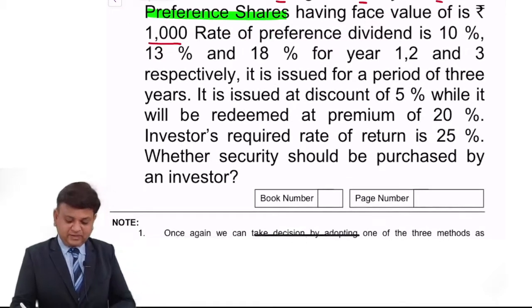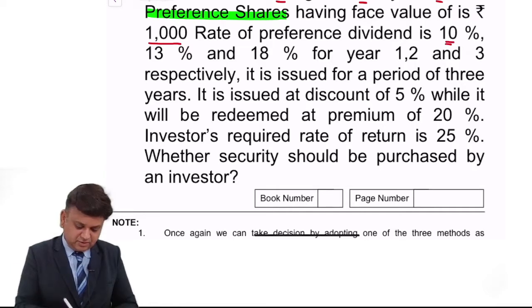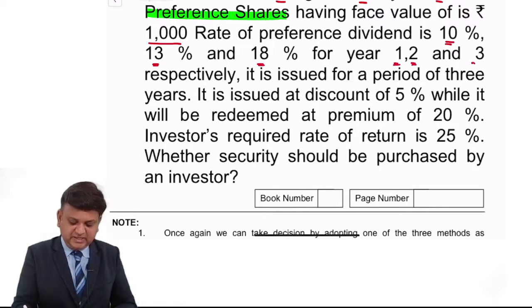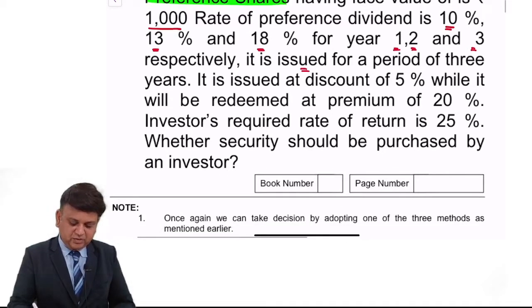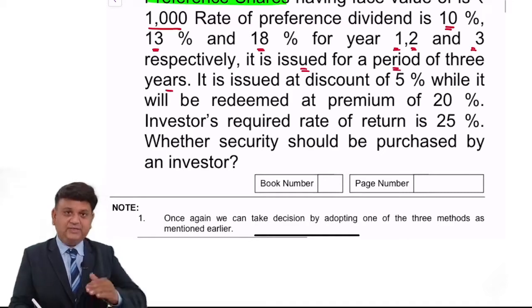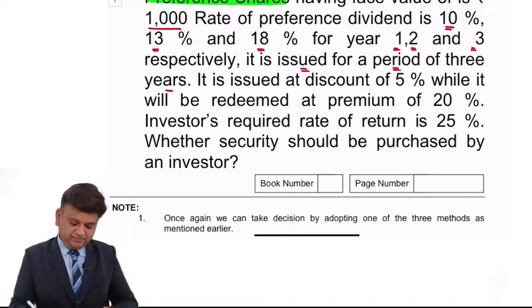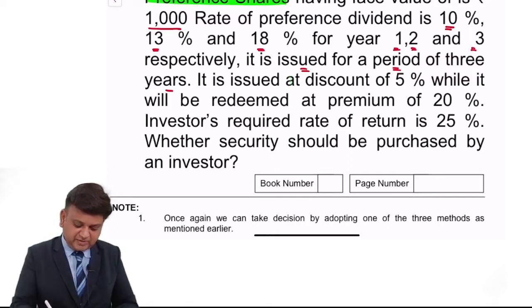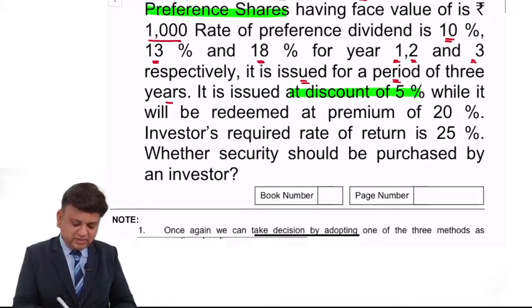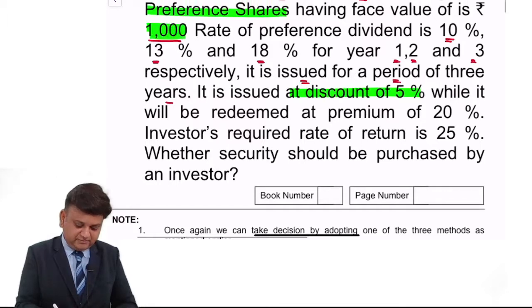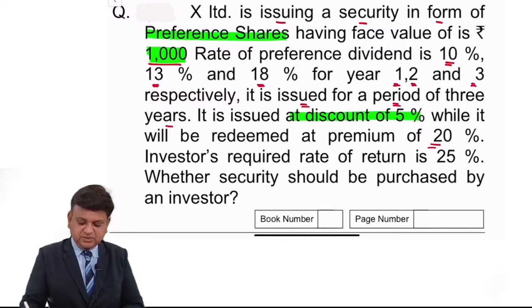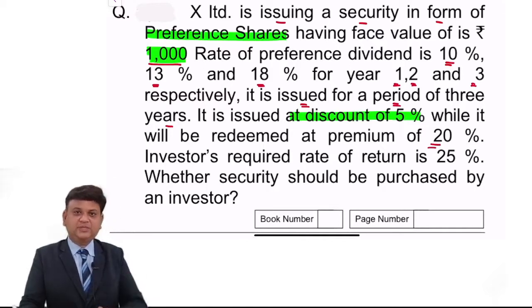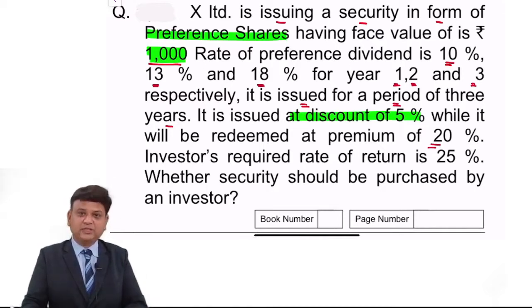The rate of preference dividend is 10 percentage, 13 percentage and 18 percentage for the first year, second year and third year respectively. It is issued for a time period of 3 years. It is issued at a discount of 5 percentage, means the security is issued at the rate of 950. It will be redeemed at a premium of 20 percentage. So it is 1000 plus 20 percentage, 1200 rupees will be the redemption value of the security.